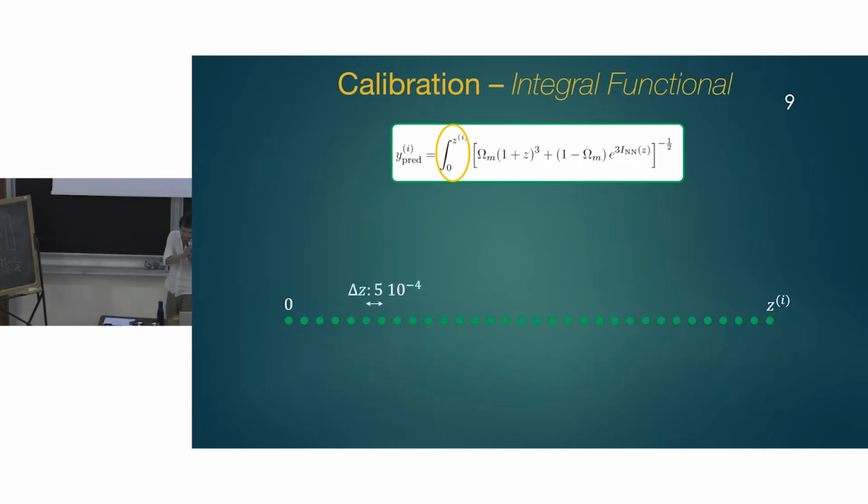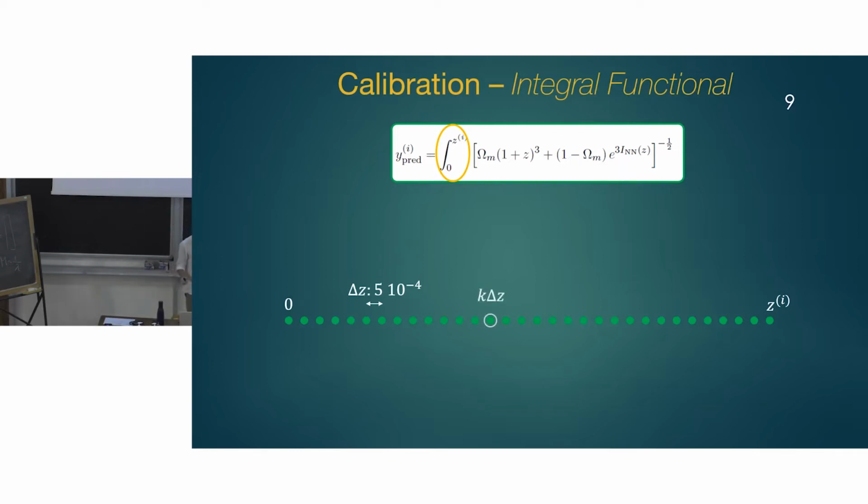We basically segmented the portion of z, for every data point, up to z of i, which is the redshift of the point you want to predict, the y, or the luminosity distance. So for each data point, we have a redshift. We generated a segmentation, an array of different steps from 0 to the redshift of the data, and the step size was fixed at this value here, 5 times 10 to the minus 4.